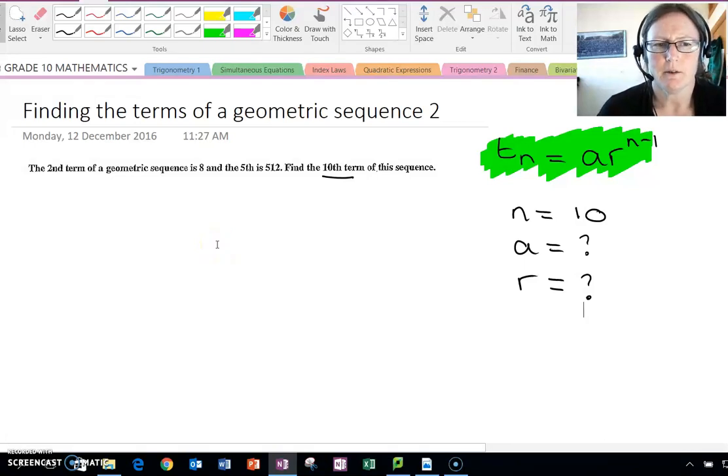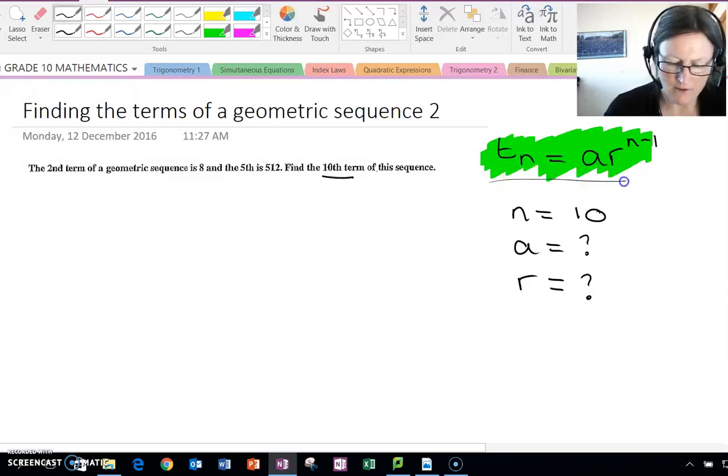Okay, slightly harder. We're trying to find the 10th term of this geometric sequence. Not quite as easy as the video we did, which was called Finding the Terms of a Geometric Sequence number 1. To find the terms of a geometric sequence, here is our rule. To utilise that rule, we need to know A, R and N.